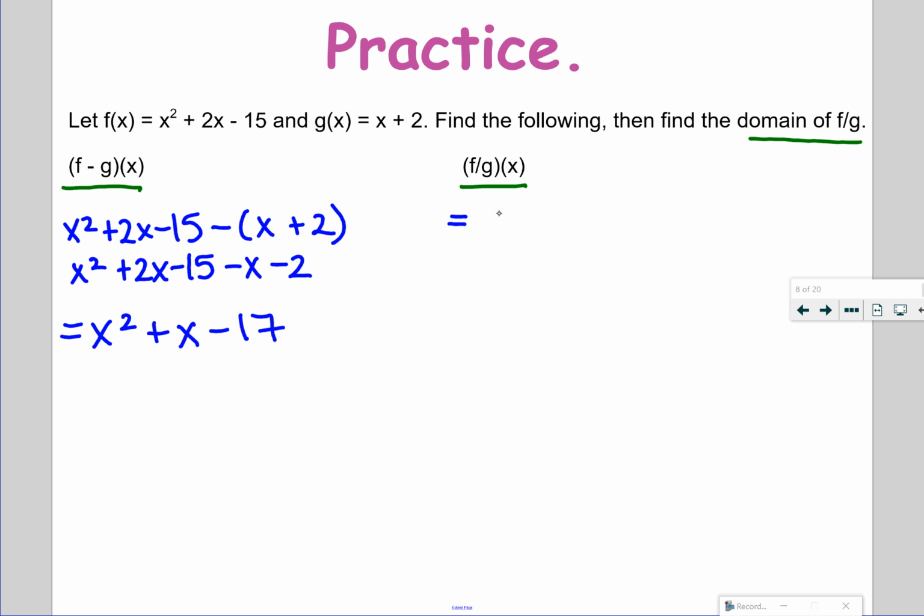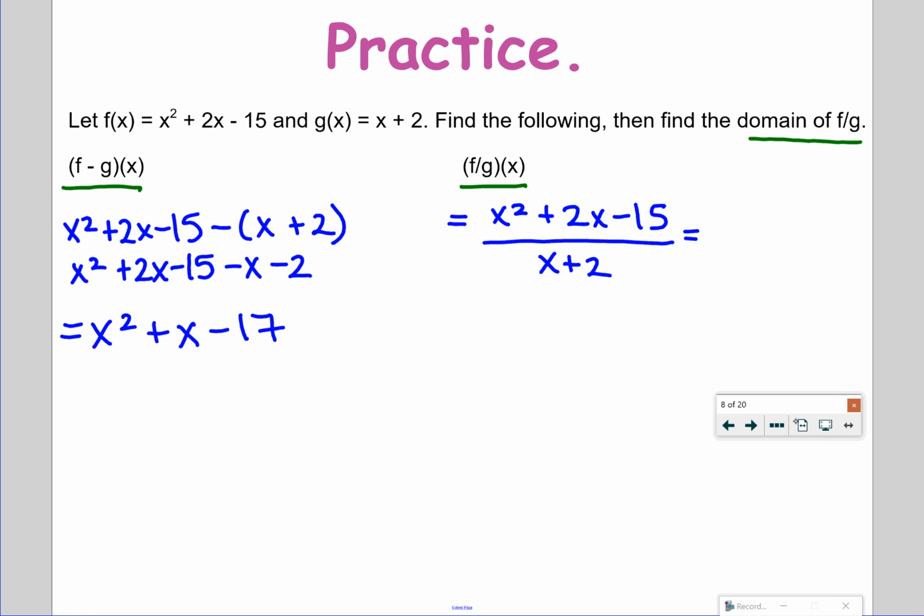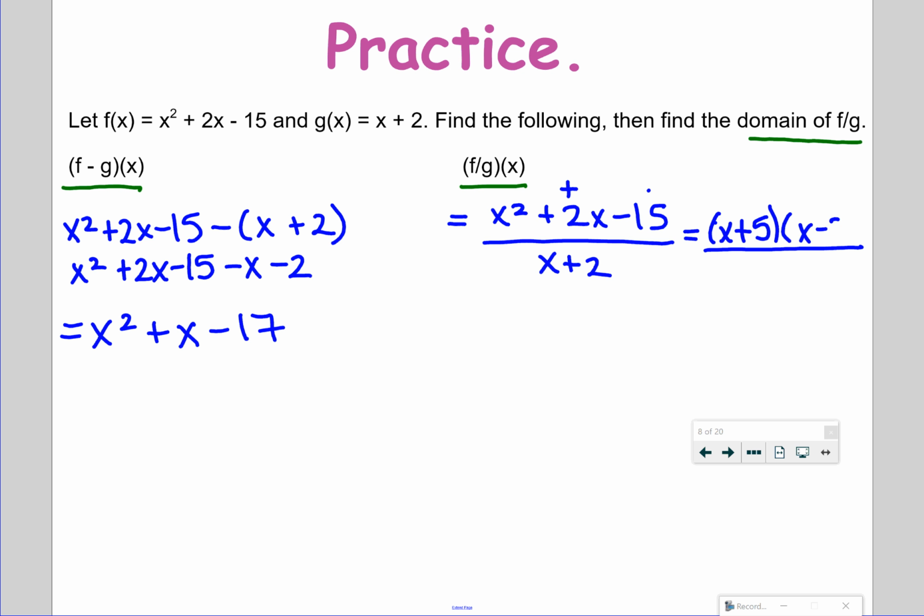F divided by g, function f on top, function g on the bottom. My numerator does factor here because I have 3 terms and there's nothing in front of my x squared. I'm looking for 2 numbers that multiply to negative 15 and add to 2. Those numbers are positive 5 and negative 3. And my denominator, remember, is x plus 2. So there are no common factors here, so nothing cancels in this equation. So you can just leave your answer like this if you want.